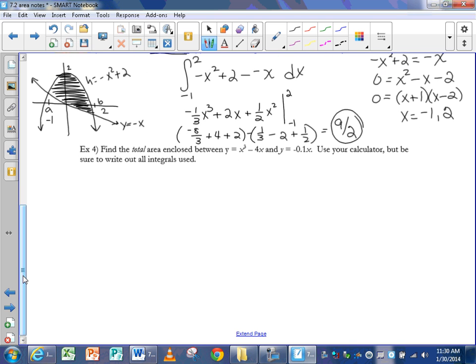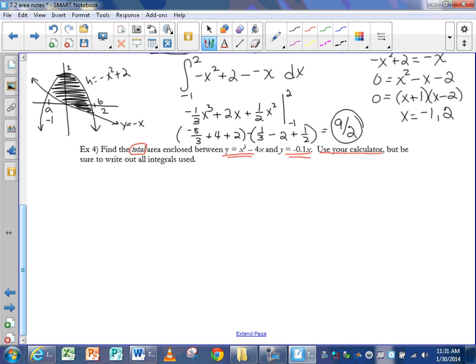Now, when we look at number 4, a couple things stand out. I've italicized the word total. And there's probably a reason for that. And it also says use the calculator. But be sure to write out all your integrals used. So the first thing I want you to do at home is look at your calculator, and I want you to graph these two functions on your calculator.